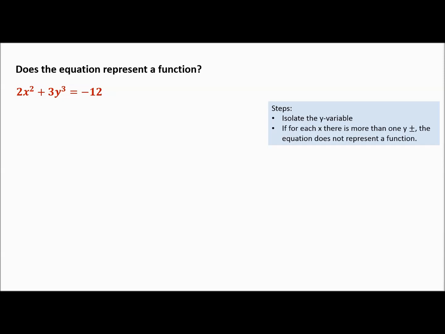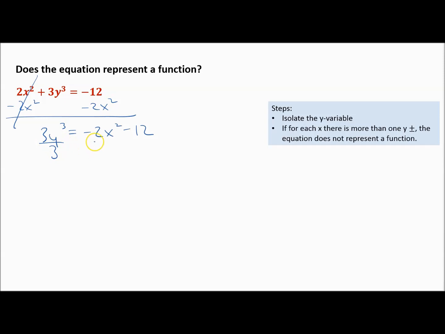I'm making small tweaks so we can come up with a conclusion at the end that might help us out a little bit. I'm supposed to solve for y. Okay, so let's do that. I'm going to subtract 2x squared from both sides of the equation. It cancels. I get 3y to the third equals negative 2x squared minus 12.